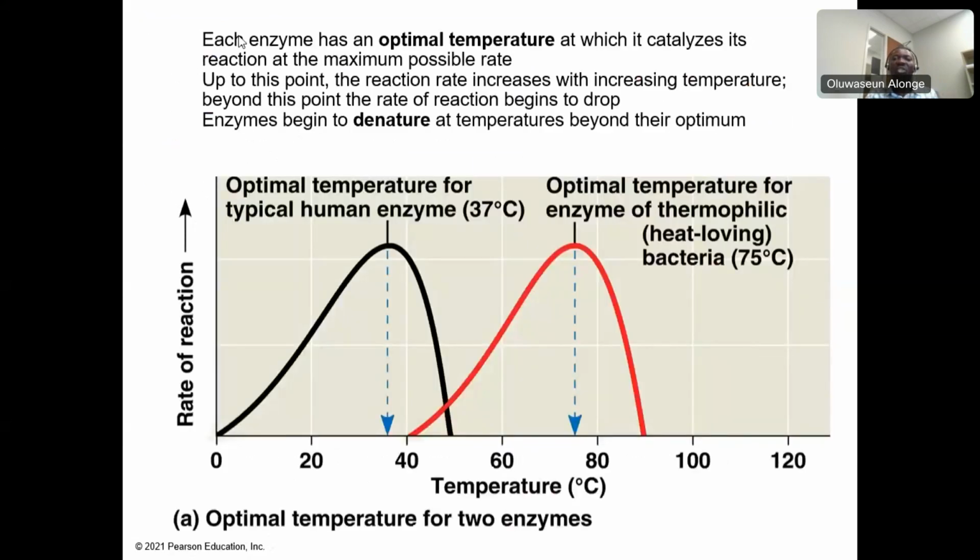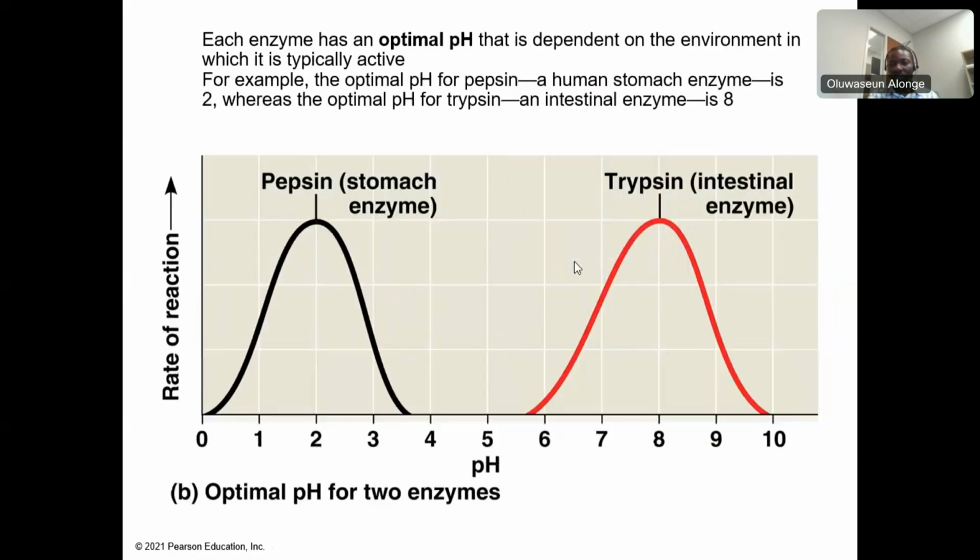that is of concern. Each enzyme has an optimum temperature at which it catalyzes its reaction at the highest possible rate. Up to this point, the reaction rate is going to increase with increasing temperature. And when it goes beyond that, the enzyme activity will drop. And then we say that the protein or the enzyme has been denatured. So looking at this now, here is the optimum temperature for this protein enzyme. Here's the optimum temperature. You see, right after that, the enzyme begins to drop. So for human now, this is about 37 degrees. For bacteria is about 75 degrees.